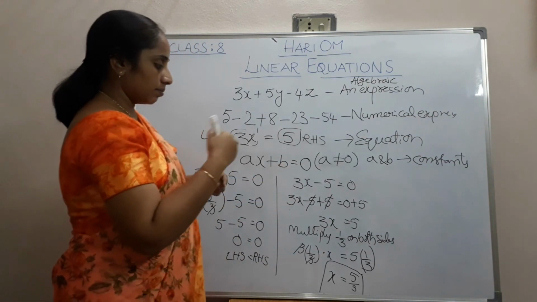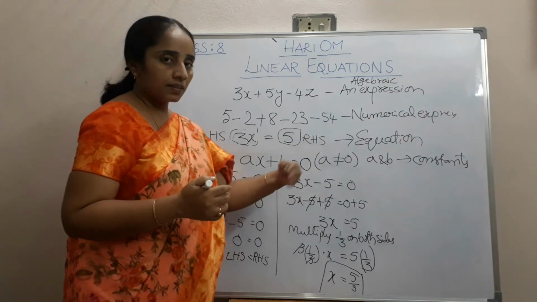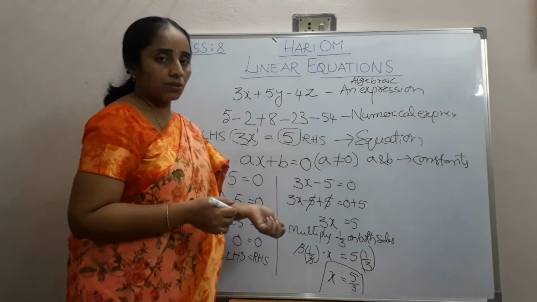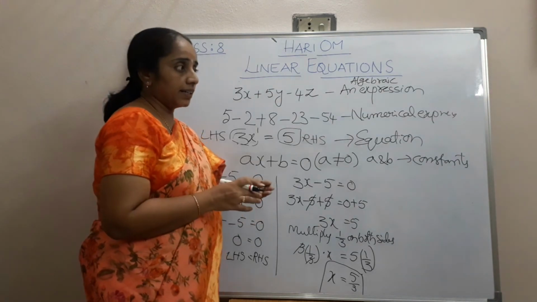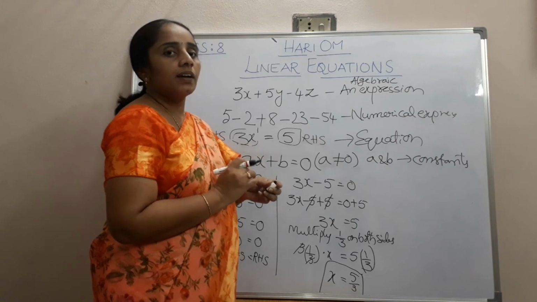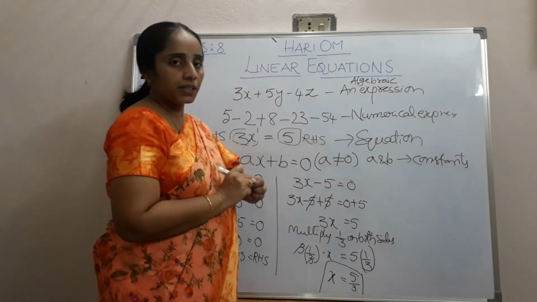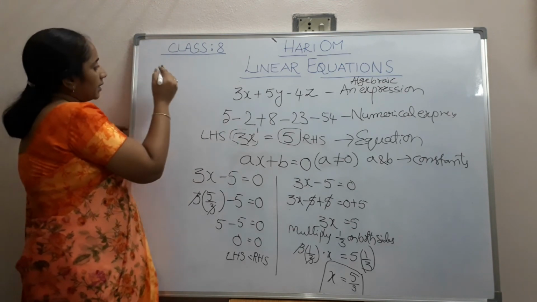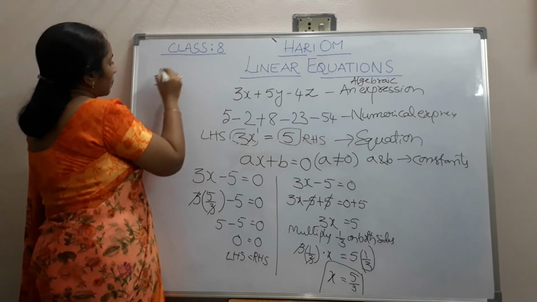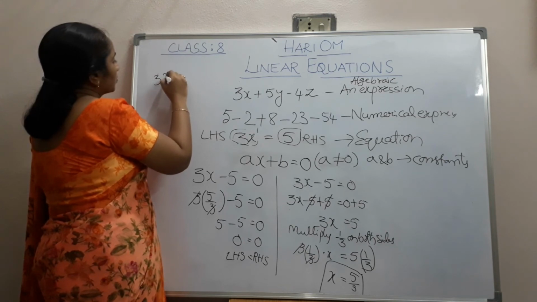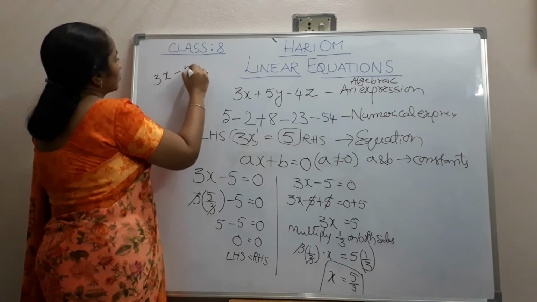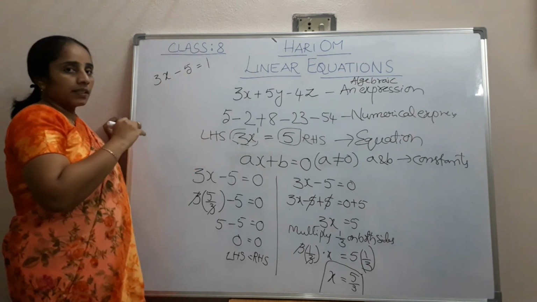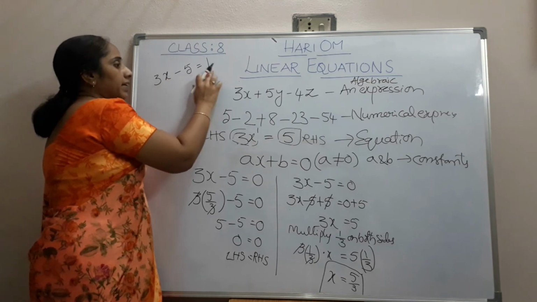And the same way, the trial and error method is also there. That trial and error method we can use for small numbers. Sometimes we cannot get the answer that way. I will give one example. See that 3x minus 5 equal to 1.